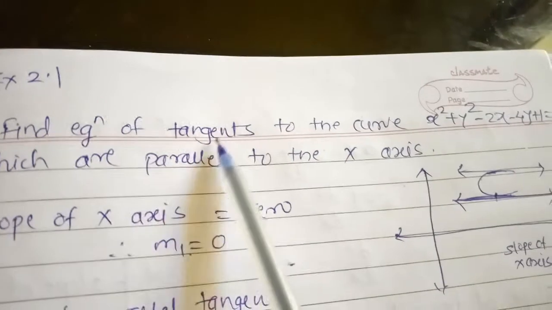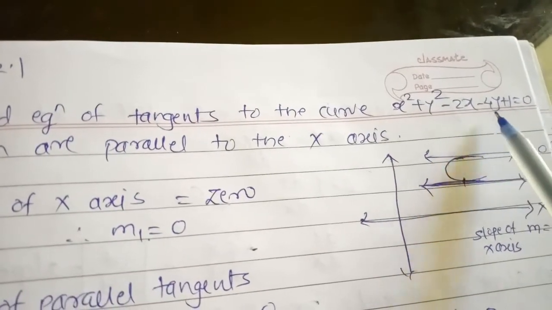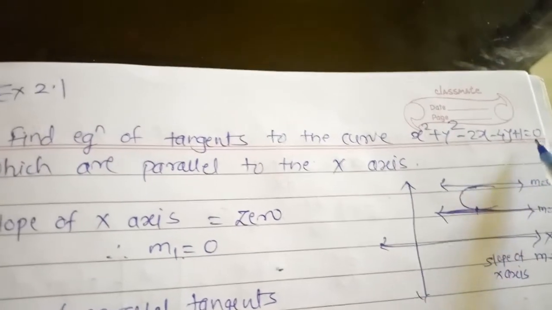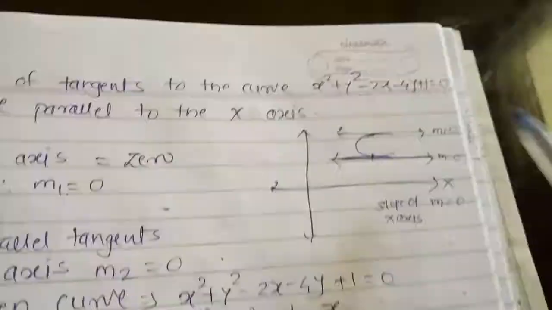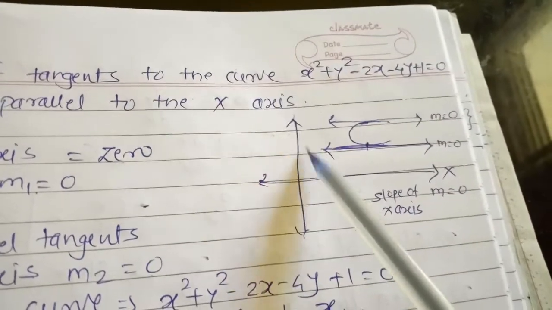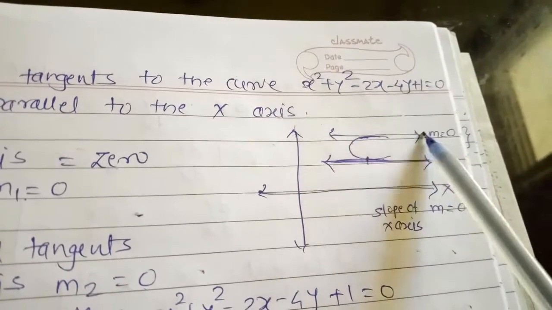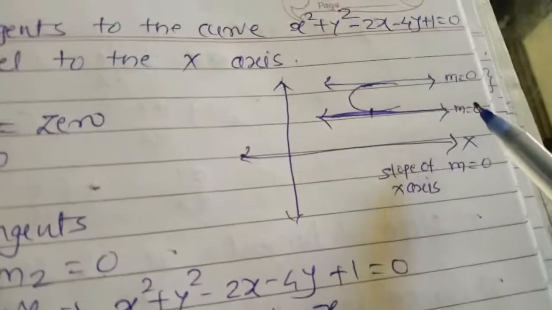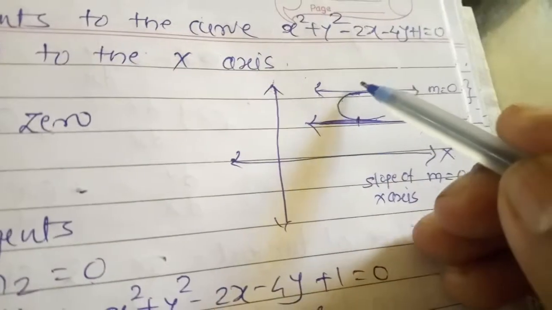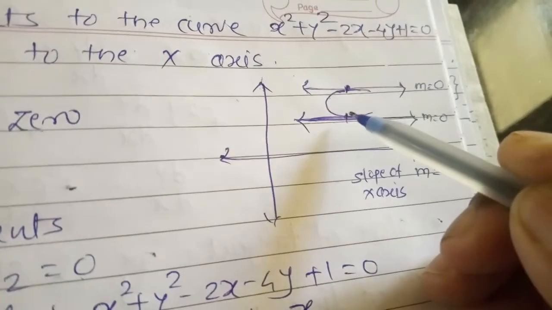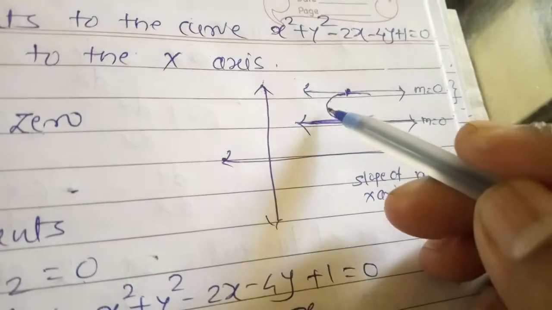We have to find out the equation of tangent, and the equation of the curve is x square plus y square minus 2x minus 4y plus 1, and these are parallel to the x-axis. So here we are going to draw the x-axis and y-axis. So this one is y-axis and x-axis. So यहाँ पे जो दोनों tangents है, so these are parallel to the x-axis. So यहाँ पे मैंने एक tangent draw की है, यहाँ पे भी एक tangent है, and these are the points through which this tangent touches the curve, and this one is the curve.